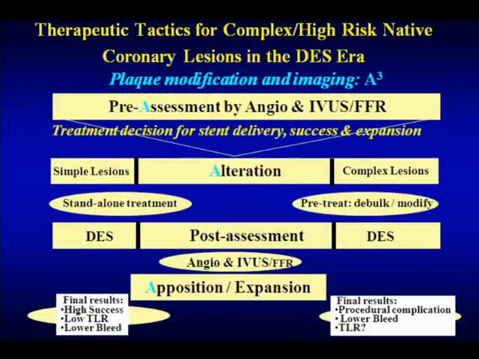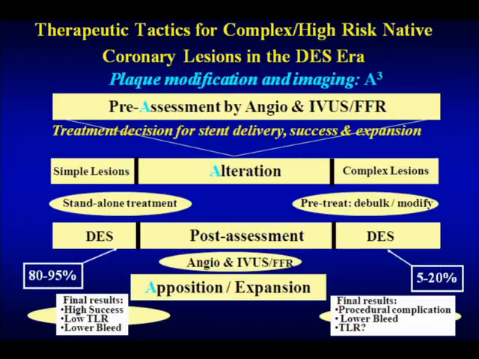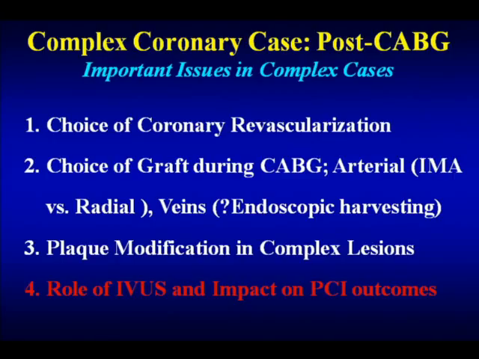Now, modification: we know that we now have not only angio, but also IVUS, which was shown here, and FFR, which we'll show in our next few live conferences. Basically, complex cases are the ones where we need extra assessment by intravascular ultrasound testing, largely to improve our overall outcome. That raises the question of the role of IVUS.